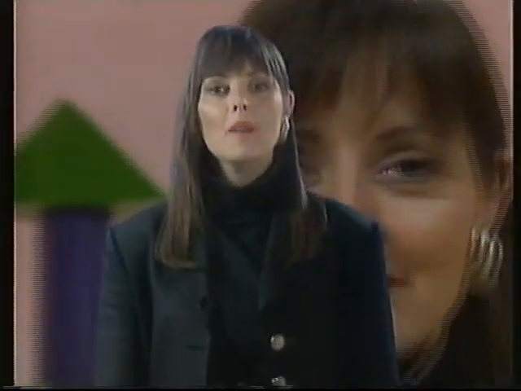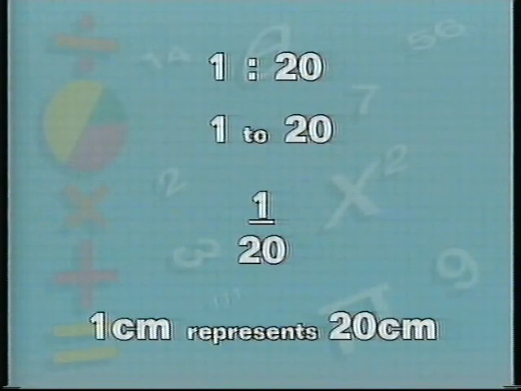Scale. Scale up, scale down. Not weighing scales, but scales of models, drawings and maps. Scale is simply the ratio of the length on a model to the length on the real thing. And we write scales like this: 1 to 20, or as 1 over 20, or as 1 centimetre represents 20 centimetres.